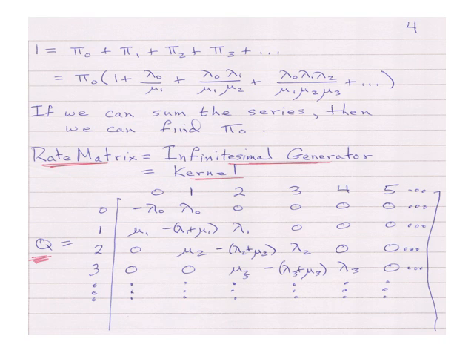So what we've done here is we've factored out pi sub 0, and we have an expression in terms of the lambdas which we assume that we already know. So we can actually solve for pi 0. It's going to be 1 over the sum of that series.